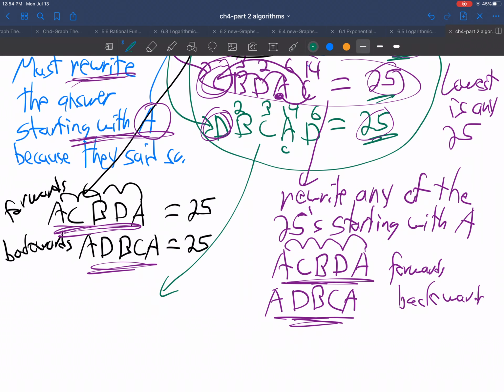I'll rewrite the green one real quick. Start with A. Go left this time. C, B, doesn't matter, right or left. A, C, B, D. Come over here. A. Look familiar? A, C, B, D, A. And then write it backwards. Same thing. They're all the same.